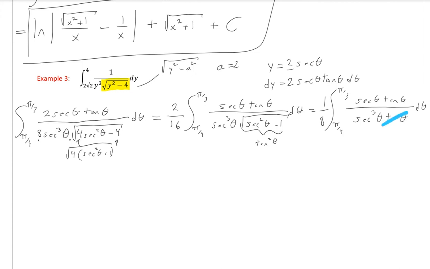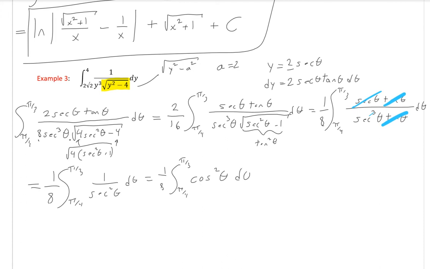That allows me to eliminate tangent and tangent. A secant with one of those secants up in the power, so instead of having 3 in the bottom, I'll have 2. So now I have 1/8 integral of pi fourths to pi thirds of 1 over secant squared theta d theta, otherwise known as 1/8 integral of pi fourths to pi thirds of cosine squared theta, because that's the reciprocal of secant squared.